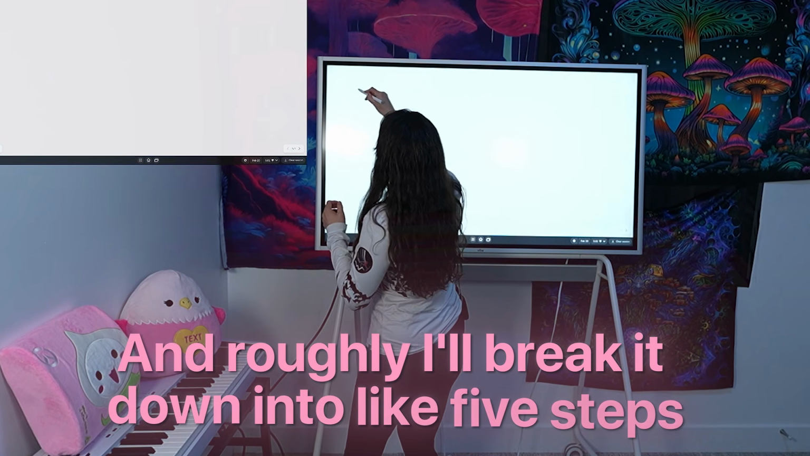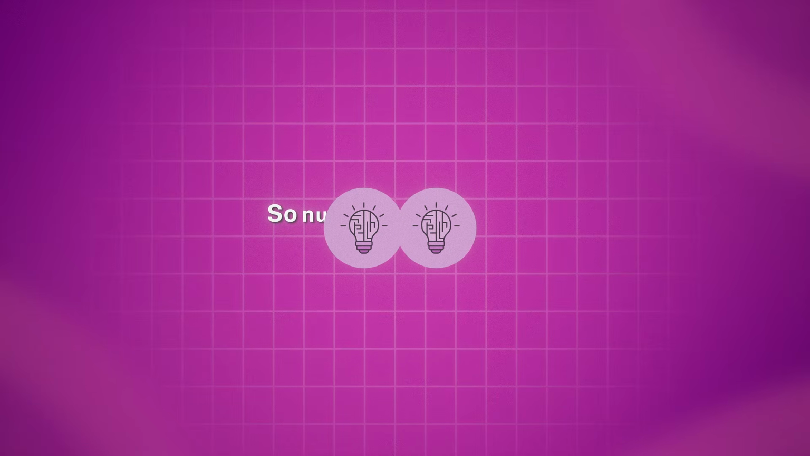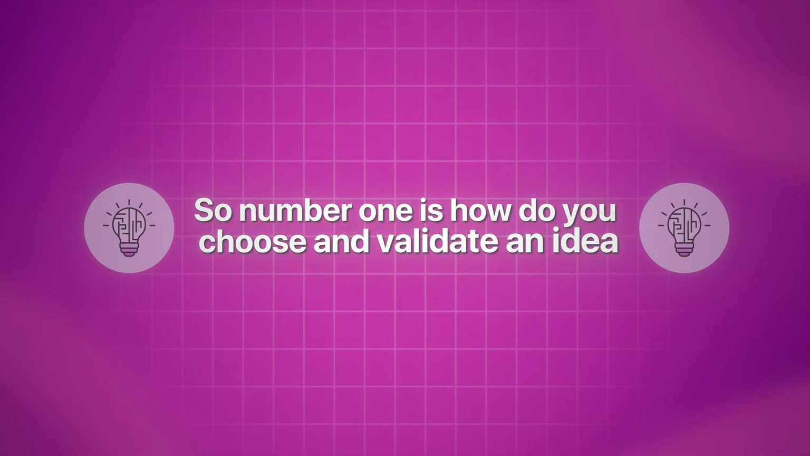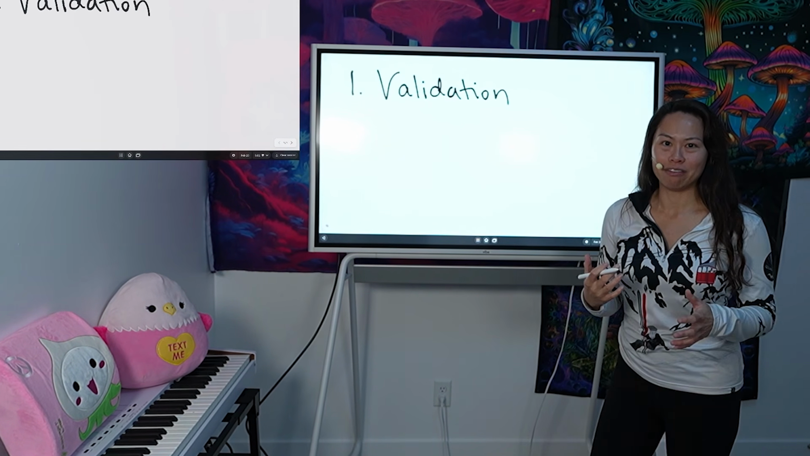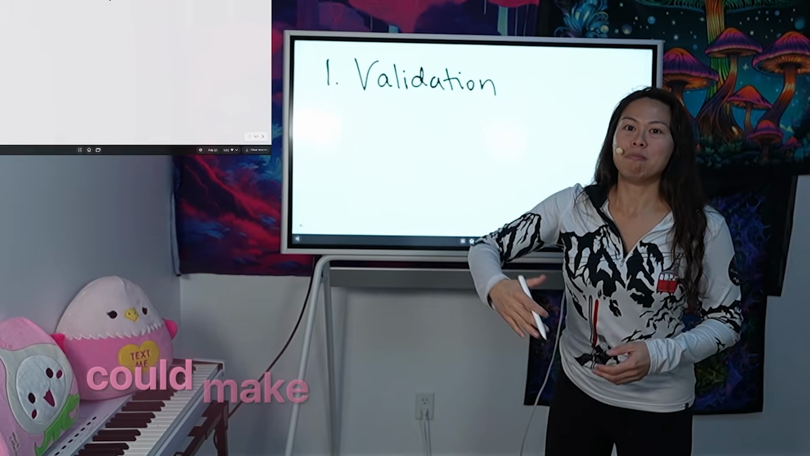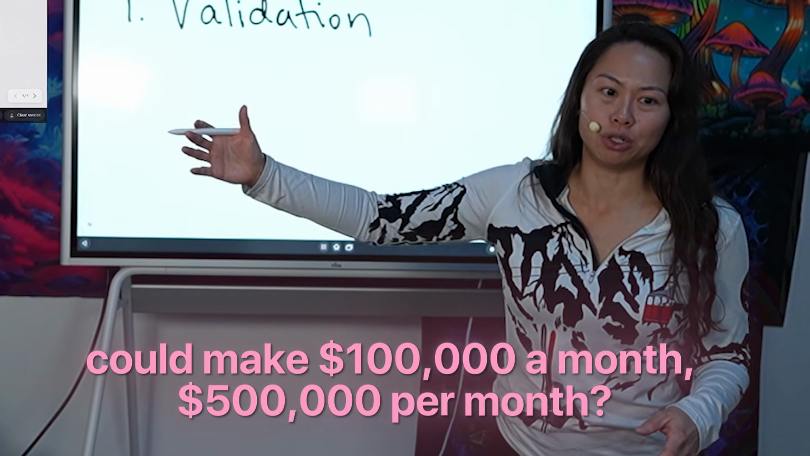And roughly, I'll break it down into 5 steps. So number 1 is, how do you choose and validate an idea? There are so many things you can build now with AI and vibe coding, but how do you know which one could make 100,000 a month, 500,000 per month?